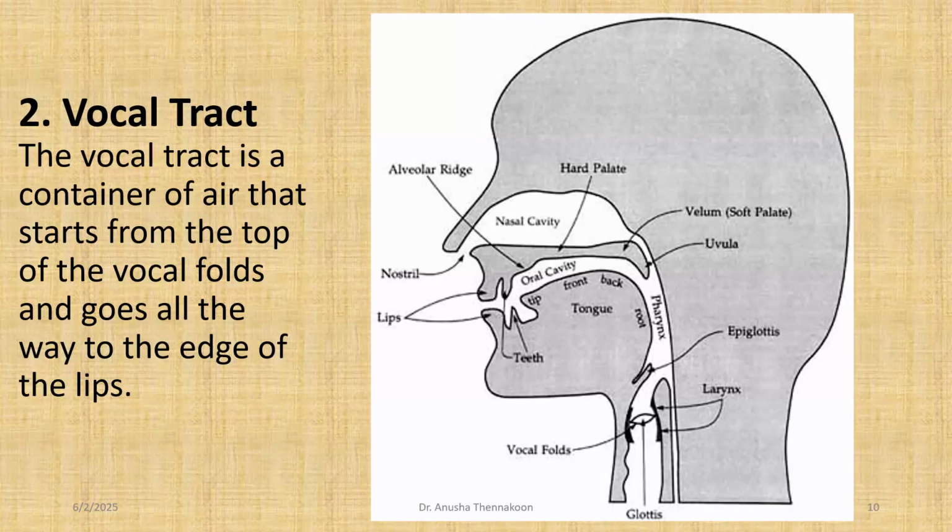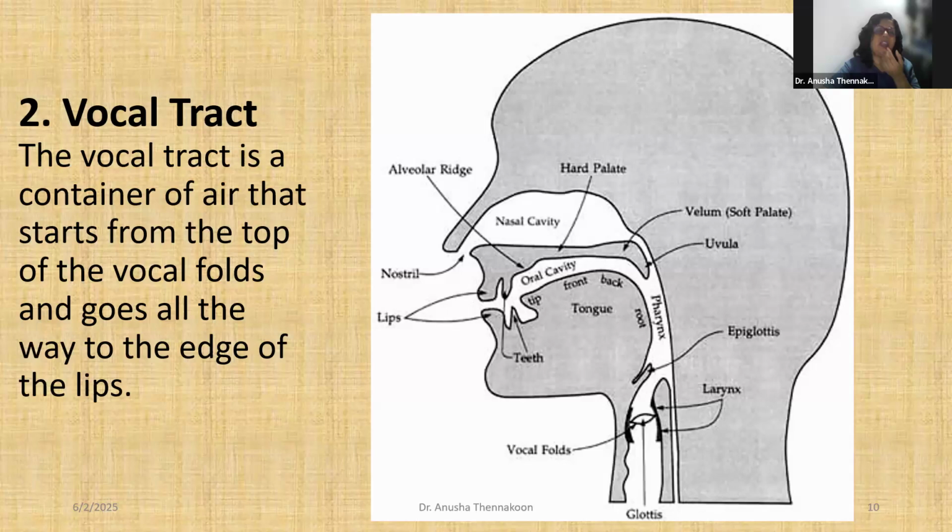Okay, we'll understand the vocal tract. The vocal tract is a container of air. It contains air that starts from the top of the vocal folds and goes all the way to the edge of the lips. Okay, so you might have studied this.